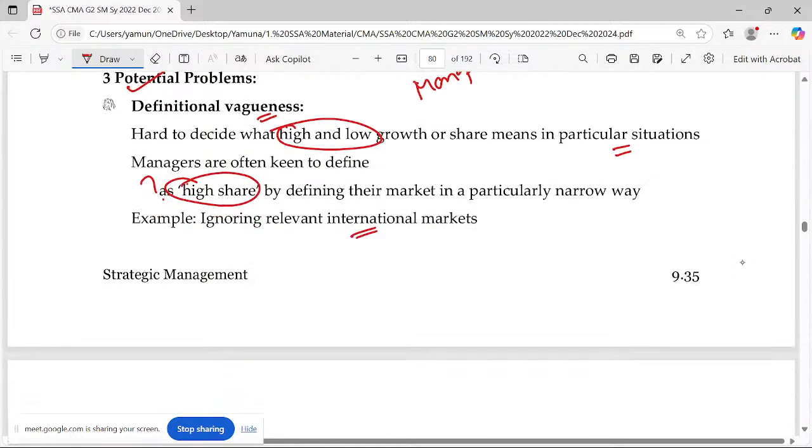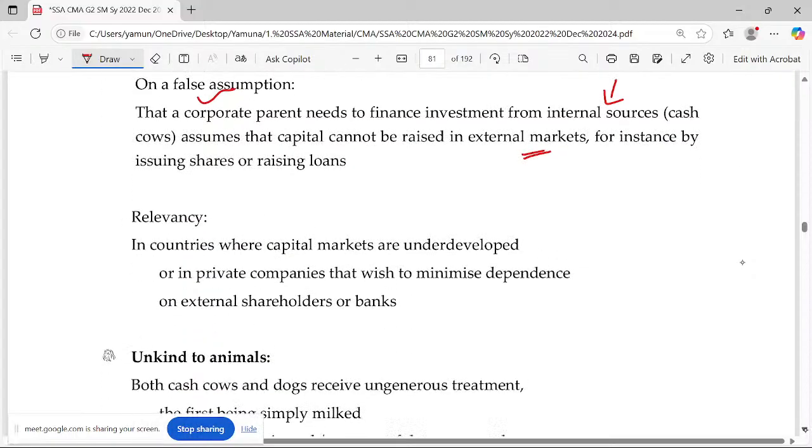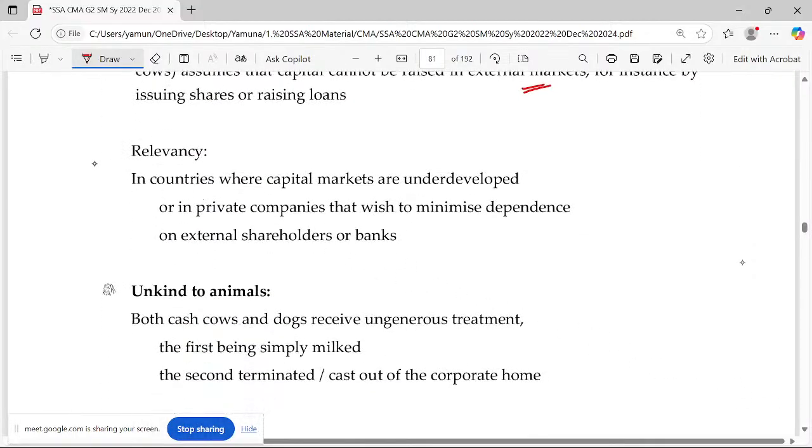See, this is the matrix developed by the Boston Consulting Group. For them, it is okay. For us, it may not be suitable. That's about the limitations. Capital market assumptions sometimes may go for false assumptions. So what are the internal sources that will be available? It depends on how it is raised in external markets. So everything may not be real. You might be making some assumptions and going on. And you also have to check whether it is relevant, because again, as we were saying, the Boston Consulting Group matrix may not be suitable for the Indian market. So that will not be helpful.